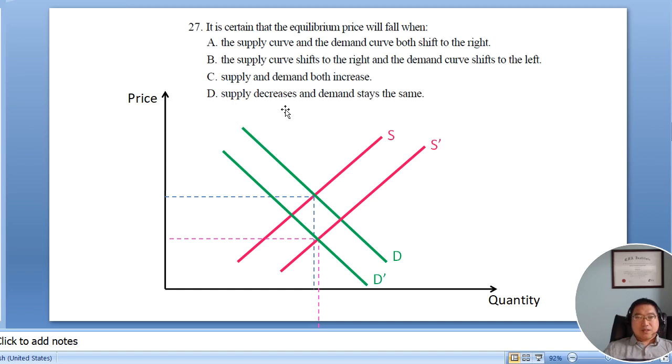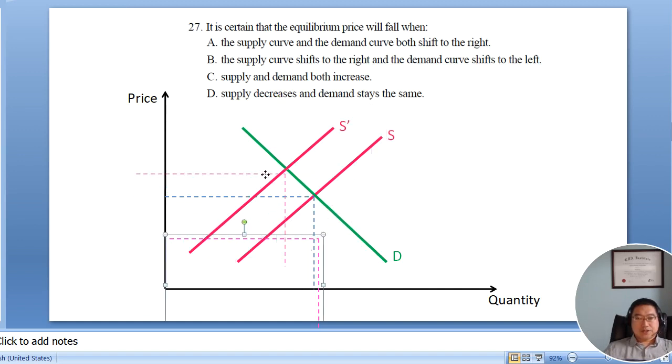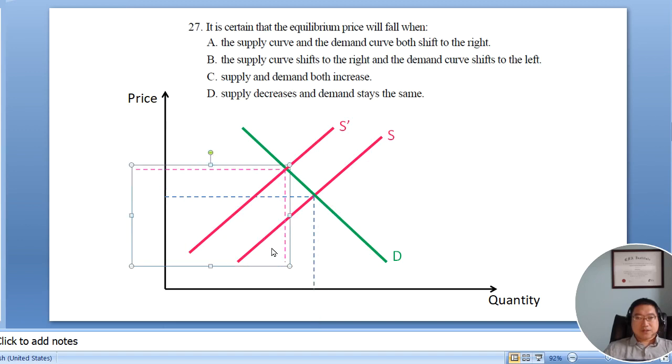D, supply decreases and the demand stays the same. So now demand stays the same. You have only the original demand curve. And supply decreases. Supply decrease means something like this. And we chase the new equilibrium to here. What's gonna happen? You actually move along the demand curve. The equilibrium price goes up, the equilibrium quantity decreases. So here equilibrium price goes up in D, and now it's pretty obvious which answer should be the correct answer.